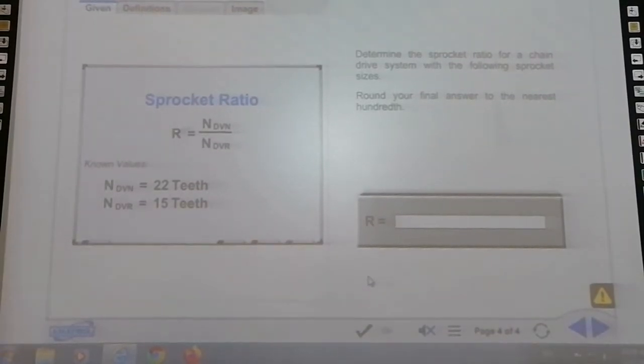Now here is an assignment for you. The formula is given: sprocket ratio R is equal to N dvn divided by N drv. So the number of teeth of the driven sprocket shown here is 22, and the driver sprocket has 15 teeth. So you just put these values in the formula, and also tell about the torque. Also discuss about the torque, in which sprocket we have more torque and less speed.